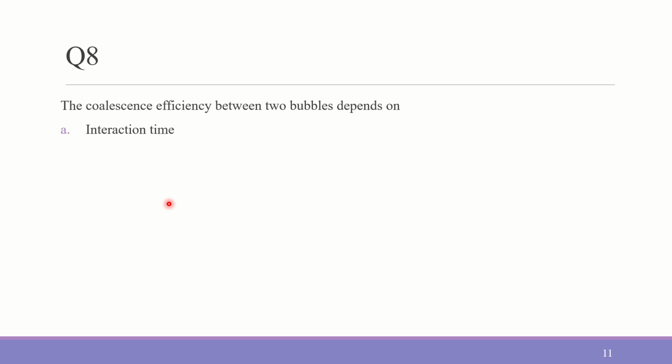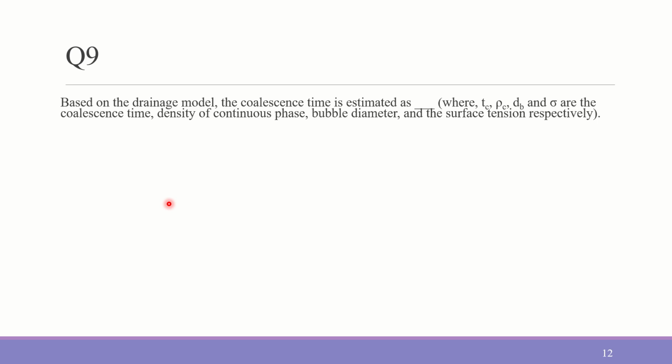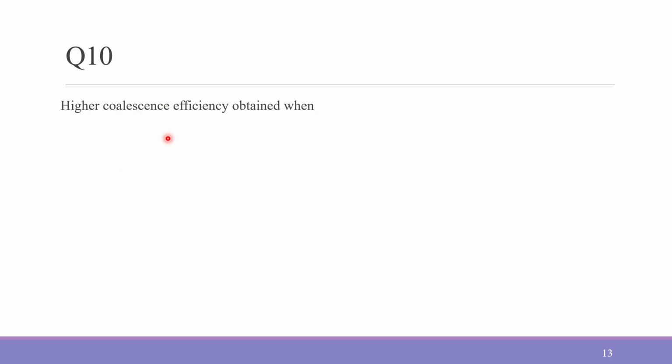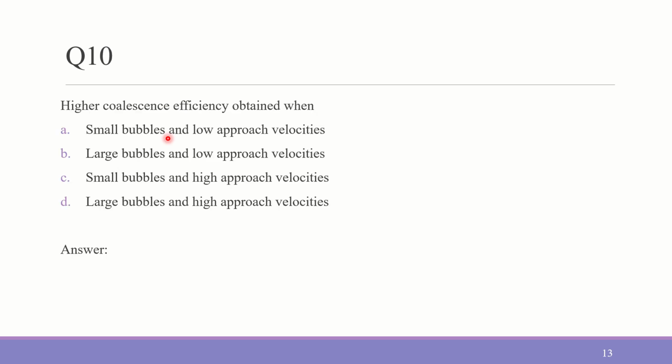And coalescence depends on coalescence time and interaction time. When interaction time is larger than coalescence time, the bubbles coalesce. And when the volumetric concentration of particles inside the system is more, that results in reduced coalescence time. So therefore bubble coalescence is enhanced. So this is one formula we have seen: Tc is directly proportional to rho c power 1 by 2, dB power 3 by 2, sigma power minus 1 by 2. And higher coalescence efficiency is obtained with small bubbles and low approach velocities.